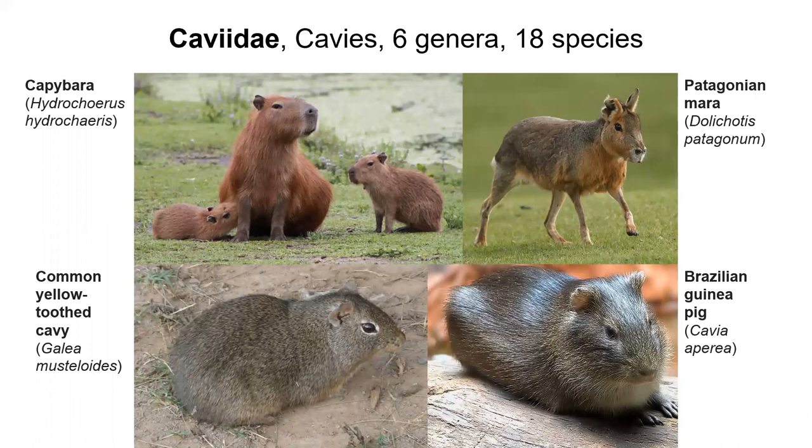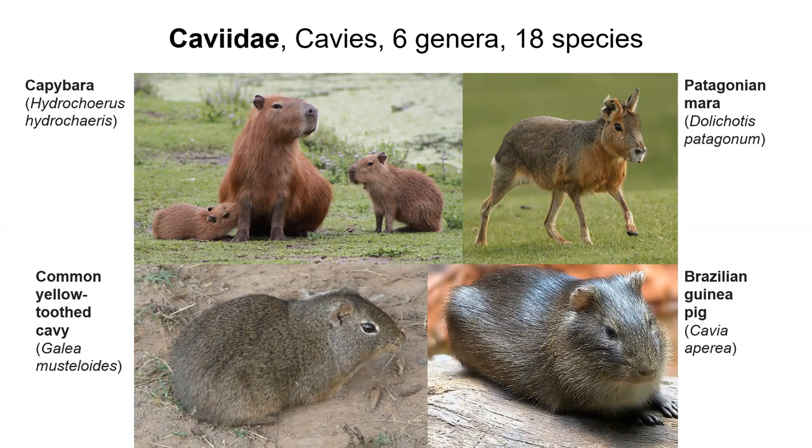In the cavy family, keeping in mind these are all hystricomorphs, so they all have those giant holes in their skulls, the capybara in the top left is the world's largest rodent. It's about the size of a sheep. And in the same family, but a lot smaller, are guinea pigs, which you probably have heard of.